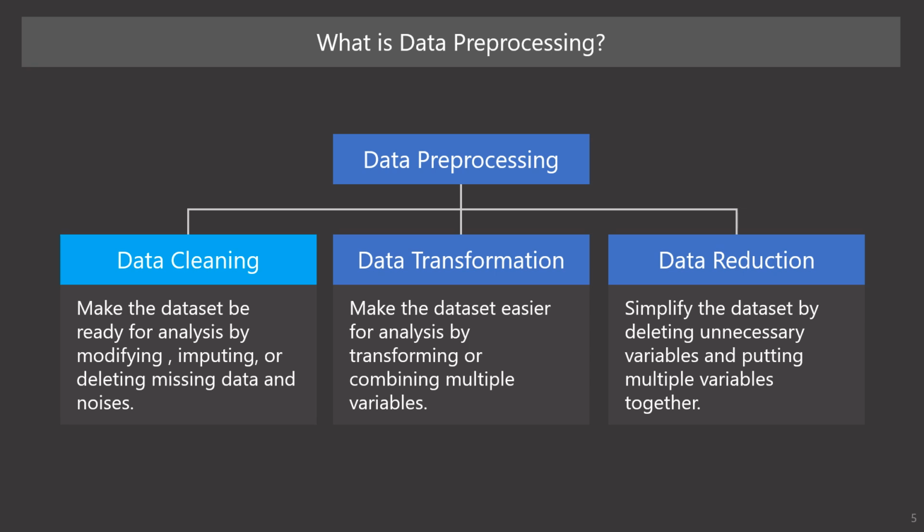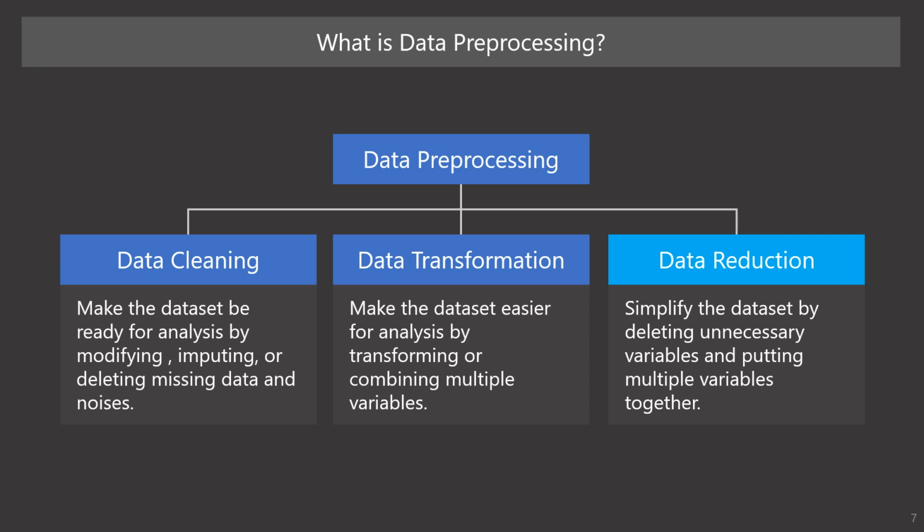In many cases, the raw data contains many erroneous entries and noises. So, data cleaning is often required to make the dataset ready for analysis by modifying, imputing, or deleting missing data and noises. Data transformation refers to works where we make the dataset easier or more appropriate for analysis by transforming a variable or generating a new variable by combining multiple variables. Proper data transformation enables us to analyze data efficiently, and it can also improve the performance of causal and prediction models.